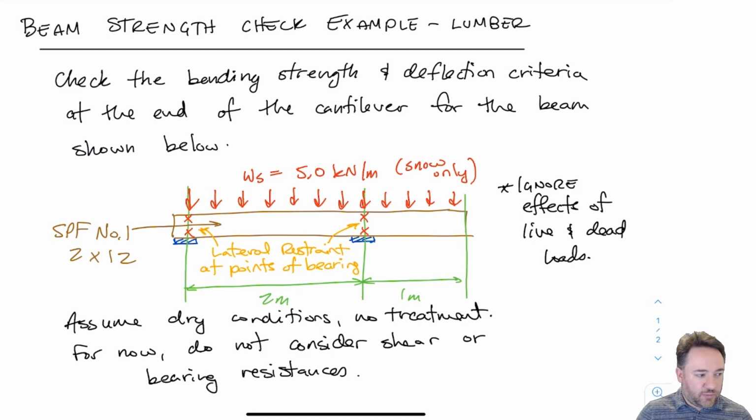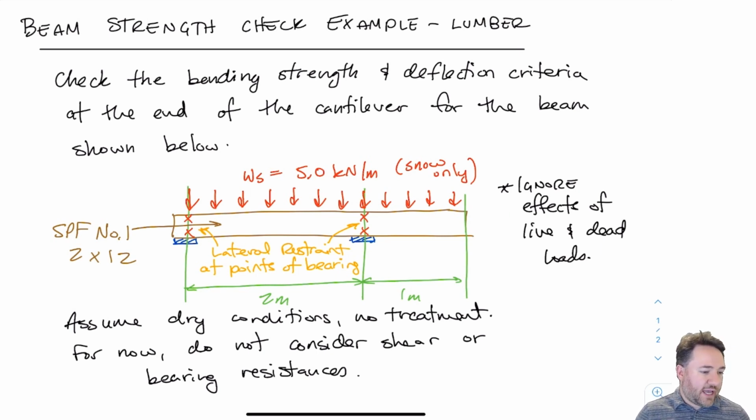that are on it. And the load we have here is a uniformly distributed load, 5.0 kilonewtons per meter, which for the purposes of this example is all snow load. And I'm doing that just so that we save time in calculating the load combinations for this example.